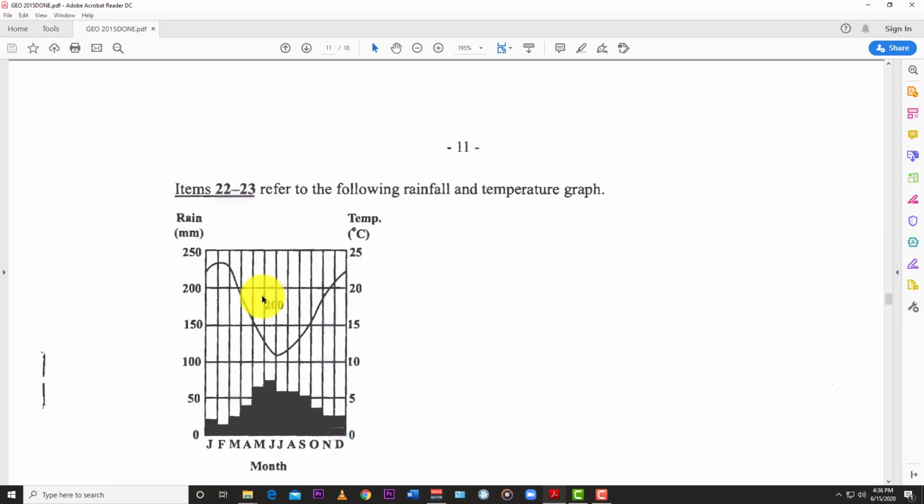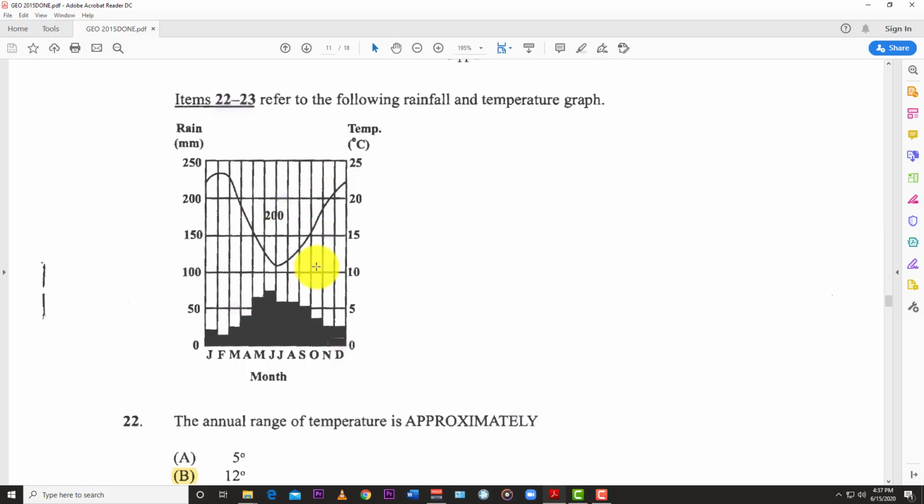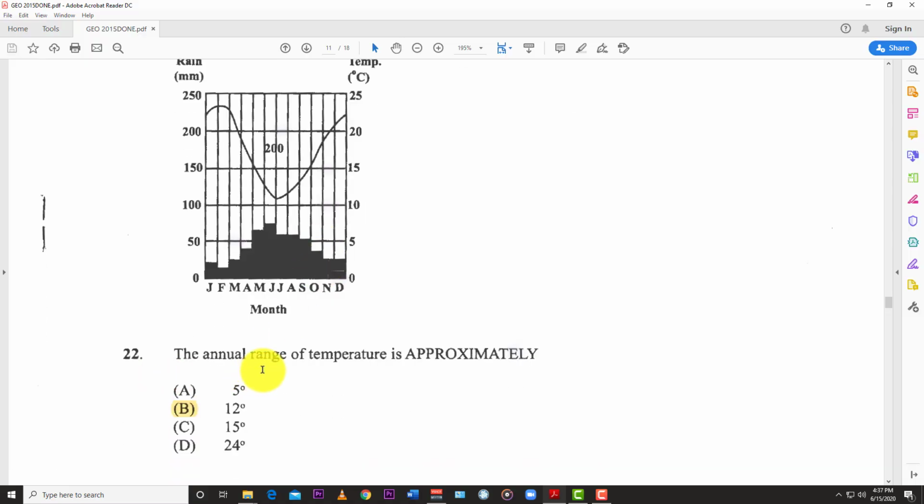Alright, number 22 and 23, we first saw the following rainfall temperature graph, and we saw this before. Number 22, the annual range of temperature is approximately, and so we look at B, 12 degrees Celsius. Look at the approximate, so it's 12 degrees, about just above right here.